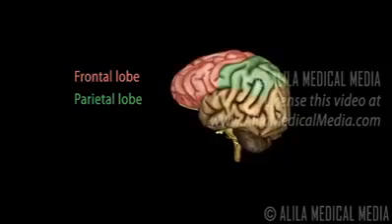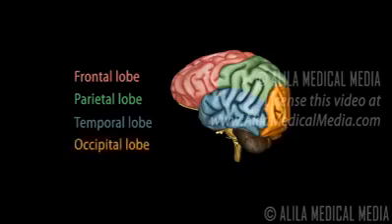The temporal lobe is separated from the frontal and parietal lobes by the lateral sulcus. The temporal lobe is associated with hearing, learning, visual memory, and language. The occipital lobe is located at the rear of the cerebrum. This is the visual processing center of the brain.